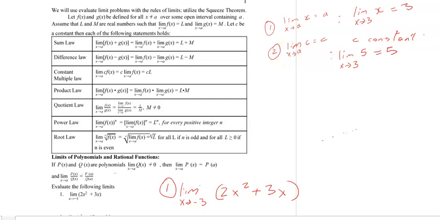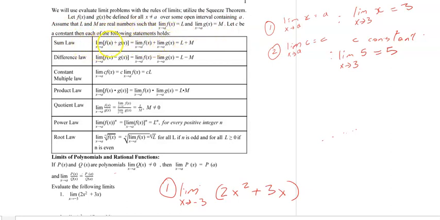Now there are some other laws or rules that we need to learn about today. Let f of x and g of x be defined for all x not equal to a over some open interval containing a. Assume that L and M are real numbers such that the limit as x tends to a of f of x is equal to L, and the limit as x tends to a of g of x is equal to M. Let c be a constant, then each of the following statements holds.